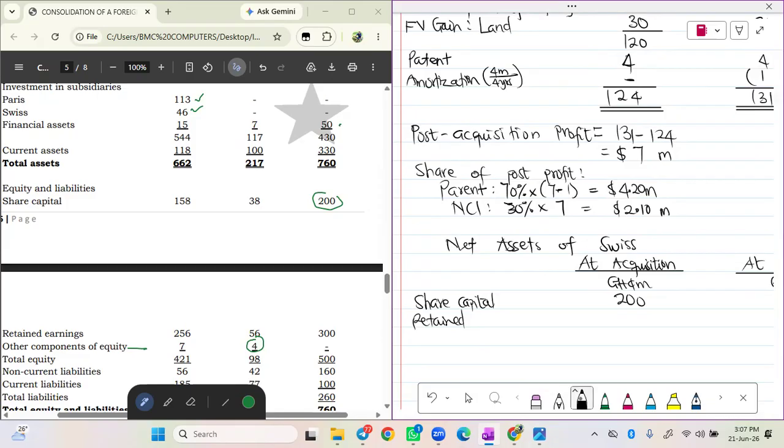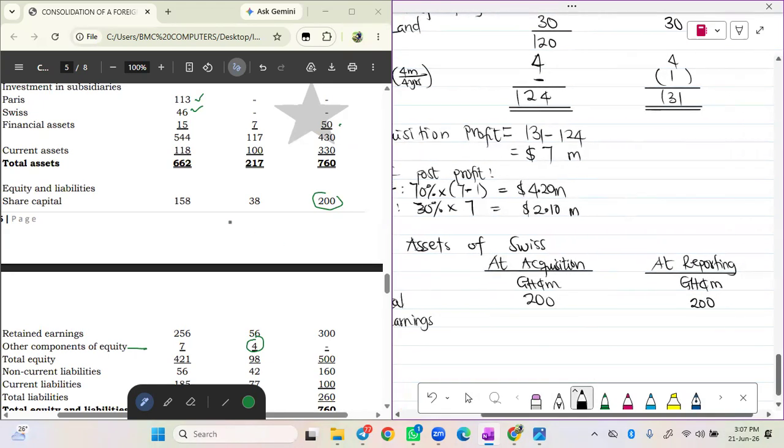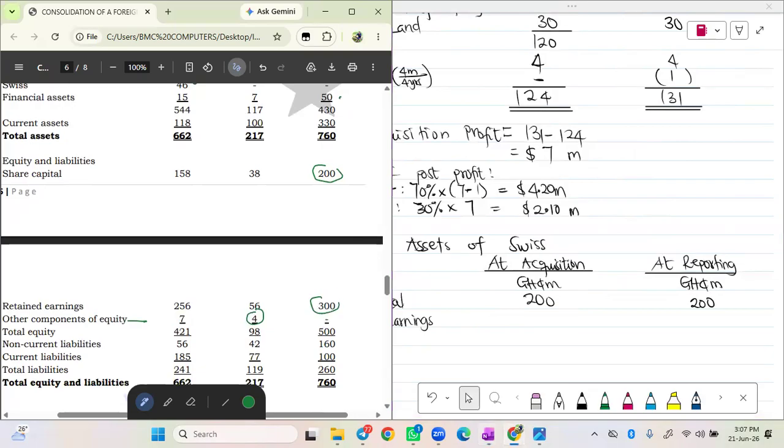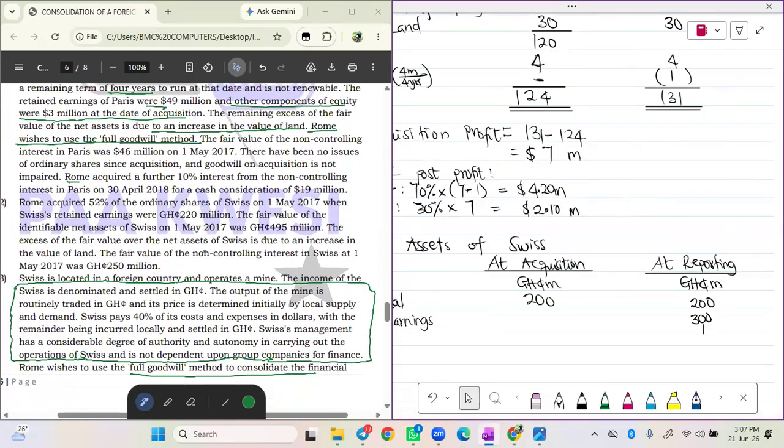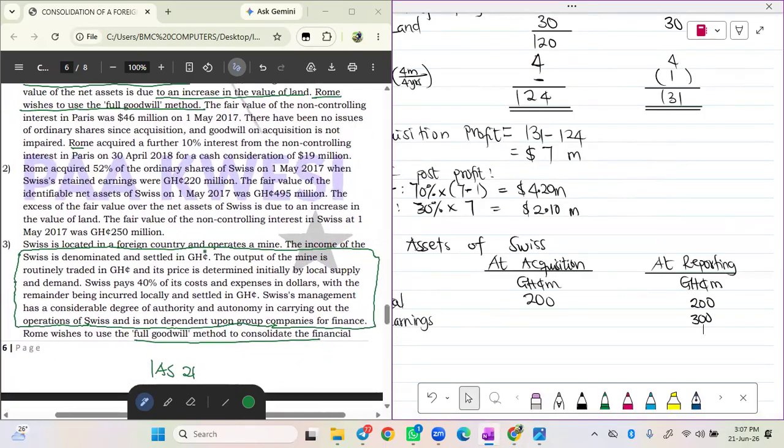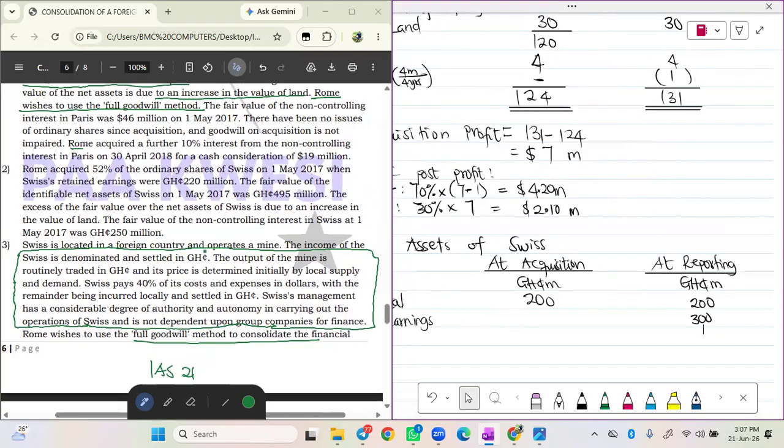So you see, it's the same basic knowledge that we are doing in the consolidation of a foreign subsidiary. Retained earnings, I said the one in the statement is at reporting. So this 300 million is at reporting. And acquisition is given in the additional information. Additional information 2: as at the date Rome acquired Swiss, 1st May 2017, their retained earnings were 220. So acquisition 220.